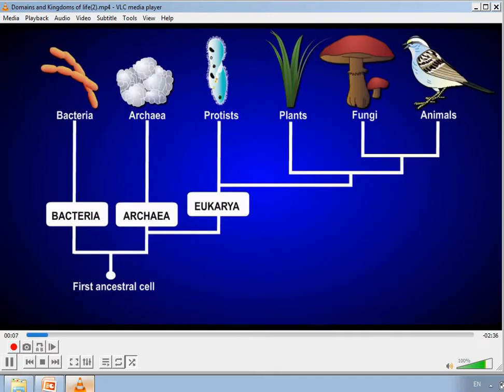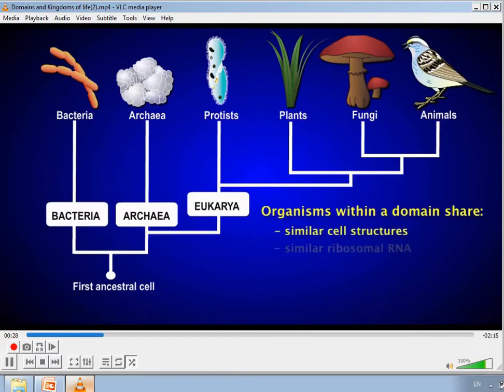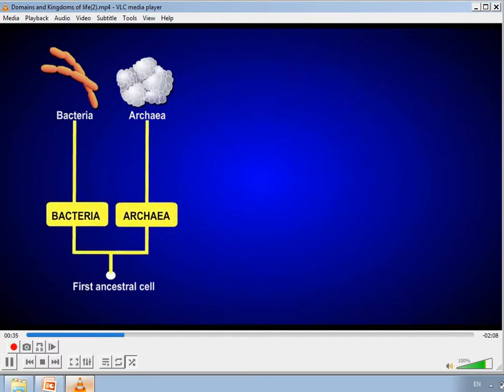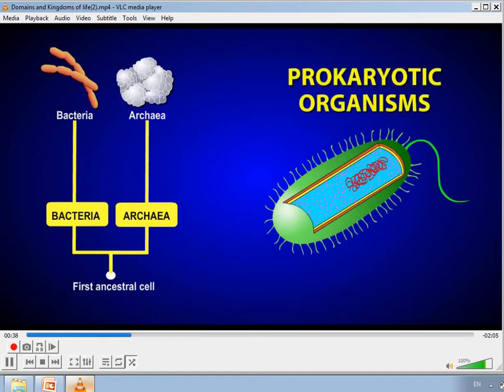At the broadest level, all life on Earth can be assigned into one of three major groups called domains: domain bacteria, domain archaea, and domain eukarya. While the diversity of life within each of these domains is vast, organisms in the domain share certain characteristics, such as similar cell structures and related sequences of ribosomal RNA. Two of the three domains, domain Bacteria and domain Archaea, contain prokaryotic organisms. These are single-celled organisms that do not have a membrane-bound nucleus.